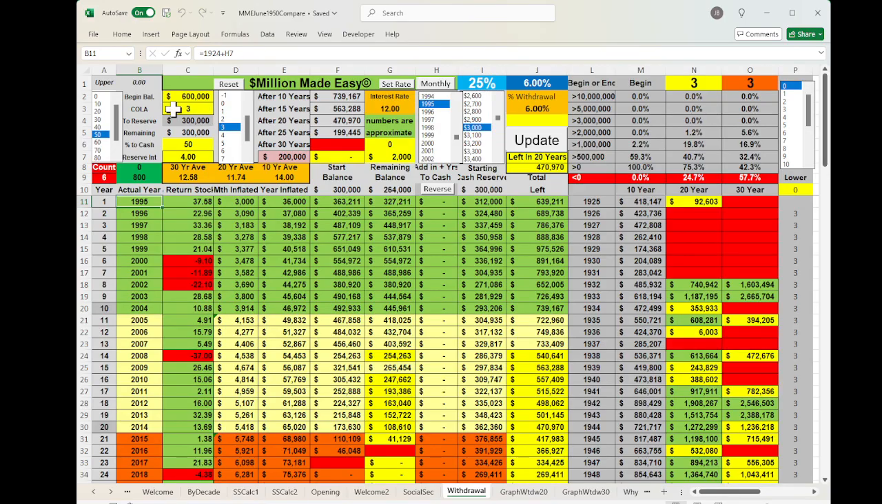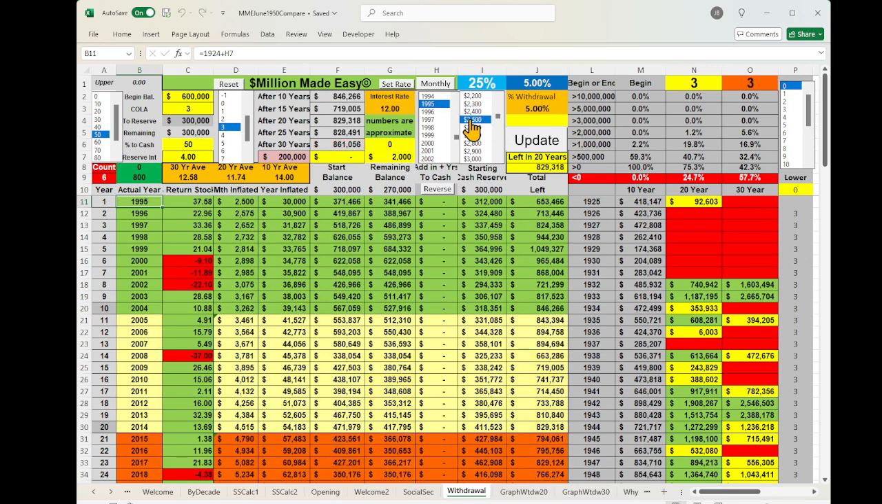How can that be? How can it be better to have 100% in stocks when the market's going down some of these times than a 50-50 split? Here's the problem. This 6% withdrawal rate. Watch what happens if we do something as simple as just go to a 5% withdrawal rate.